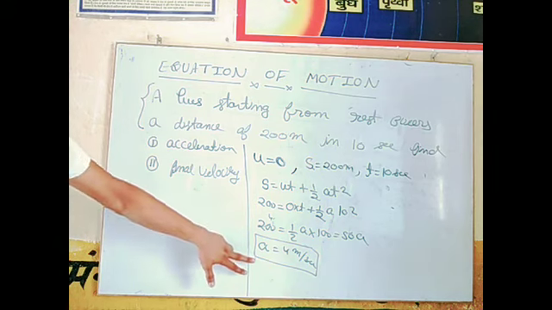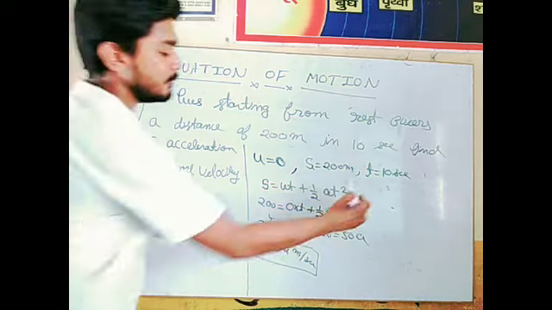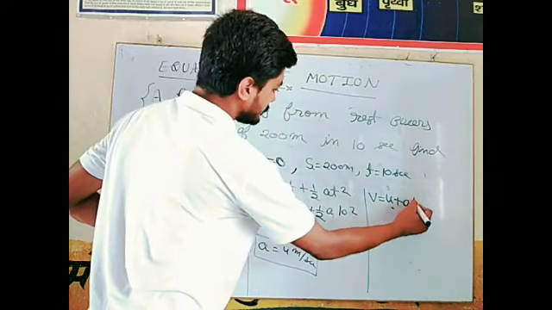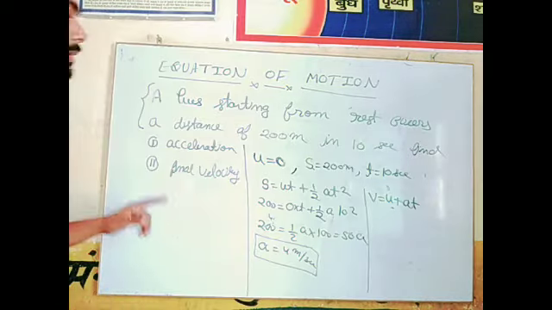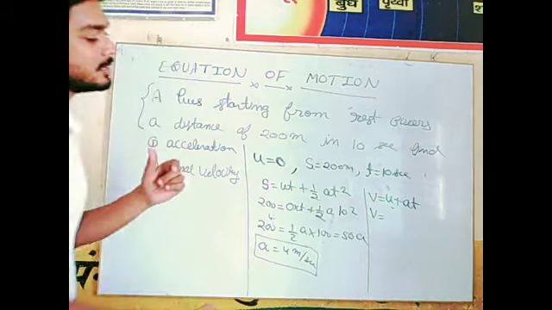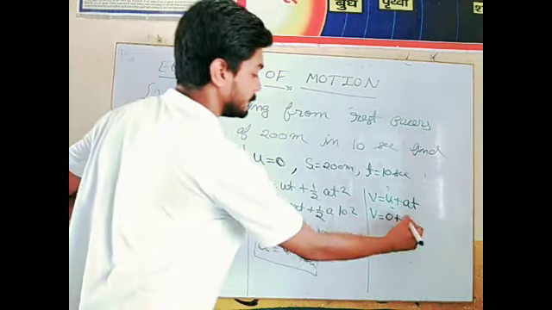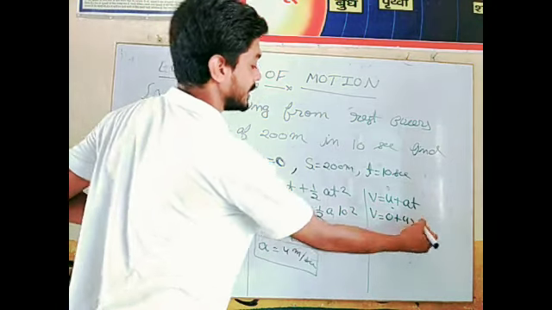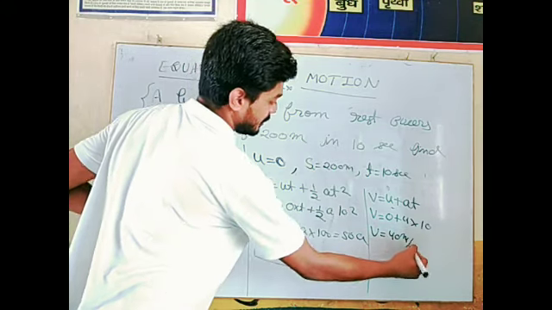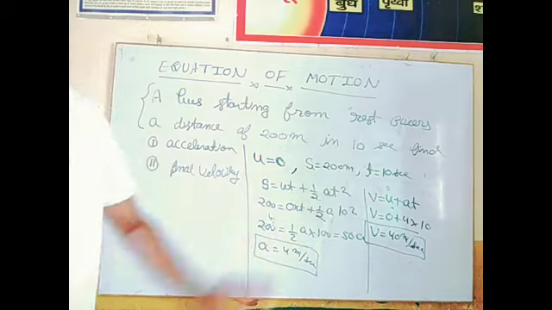Now we are going to calculate the value of the final velocity. To calculate final velocity, you can use the first equation. v is equal to u plus at, where v is the final velocity which we have to calculate. u is the initial velocity, given as 0, plus a is the acceleration, that is 4, and t is the time taken, which is 10. What is the answer? v is equal to 40 meters per second. That's right, we have calculated the final velocity.